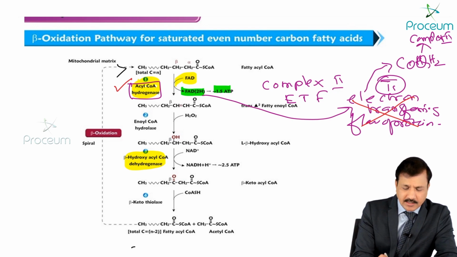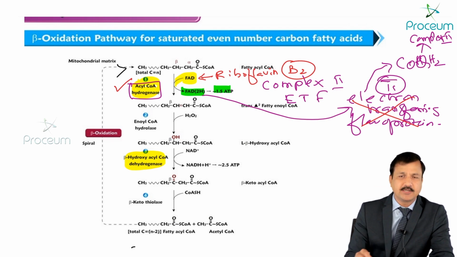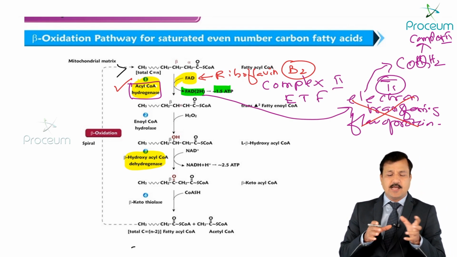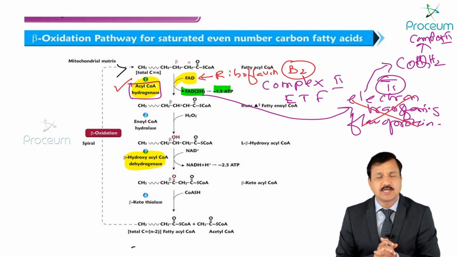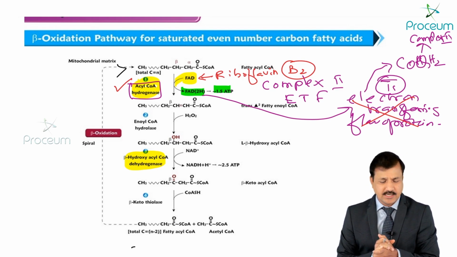And also note that FAD is derived from riboflavin, vitamin B2. So this vitamin B2 is the one that makes FAD, and the deficiency of vitamin B2, riboflavin deficiency, can also affect acyl-CoA dehydrogenase enzyme catalyzed reaction in beta oxidation of fatty acid. So these are some of the clinical applications that you need to know for acyl-CoA dehydrogenase catalyzed reaction.